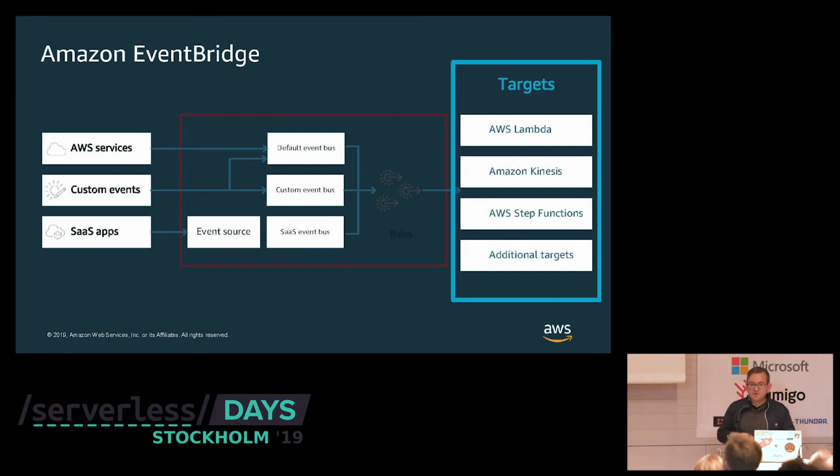Now, once a rule has done its work and either it gets forwarded onto a target or it doesn't, you can then associate which targets will be receiving the event. Targets allow you to do things like invoke a Lambda function, or put a record on a Kinesis stream, or start the execution of a Step Functions workflow, or even start a task using ECS or Fargate.